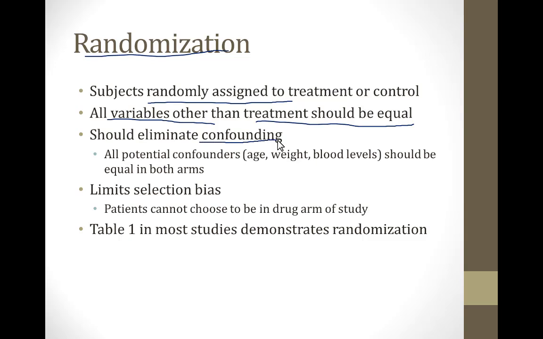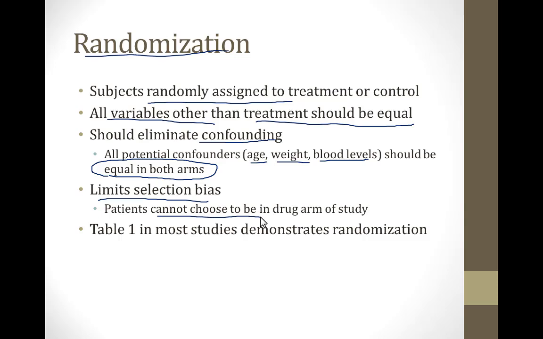Confounders are things other than the drug or treatment that influence outcomes. So they are things like age, weight, or blood levels of certain chemicals. And if they're unevenly distributed, they could influence the outcome. But those things should all be equal in both arms if you perform randomization. And in addition, you should limit selection bias. And as I said before, patients can't choose to be in one arm or the other based on how healthy or sick they are.